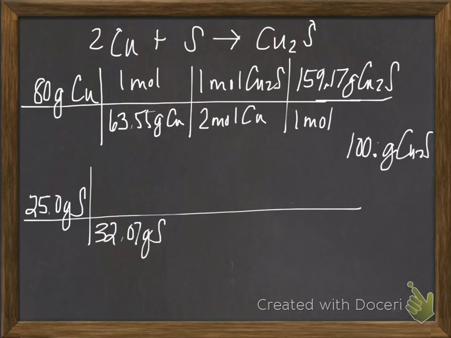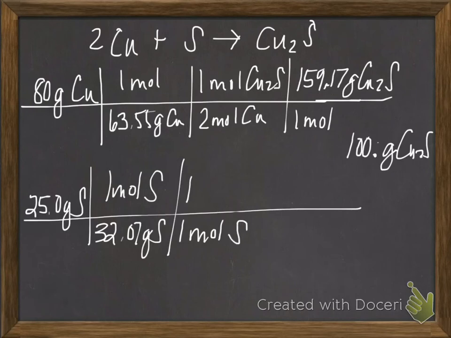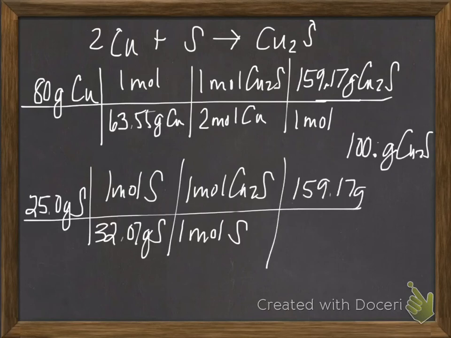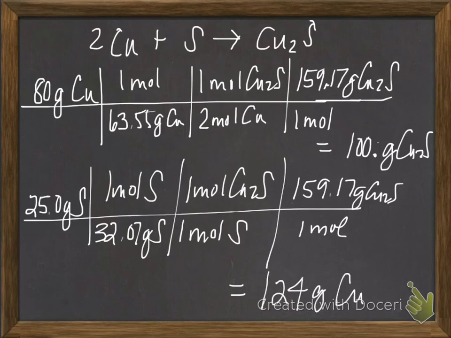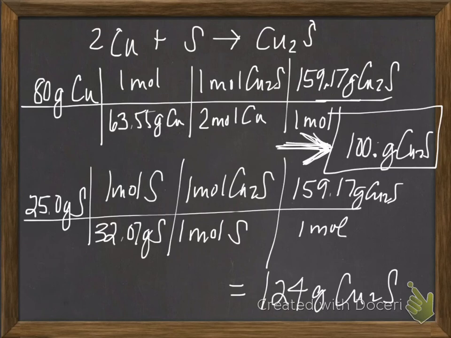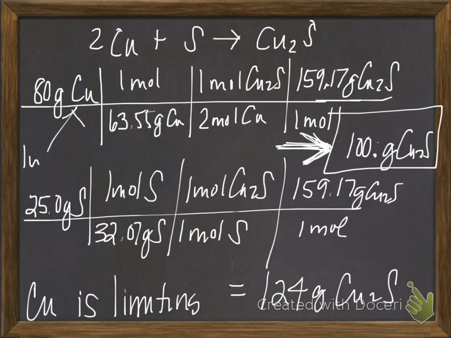So we got molar mass of sulfur. Our mole ratio here is 1 to 1. 1 mole of Cu, oops, sorry, I'm getting ahead of myself. 1 mole of sulfur gives 1 mole of copper 1 sulfide. And then, of course, the molar mass. So when we do those calculations, I get 124 grams. So the answer, always the smallest, is going to be 100 grams. So 100 grams could be theoretically produced, and copper is the limiting reactant. So we always want to just kind of circle it and just say limiting, however you want to do it to signify that.